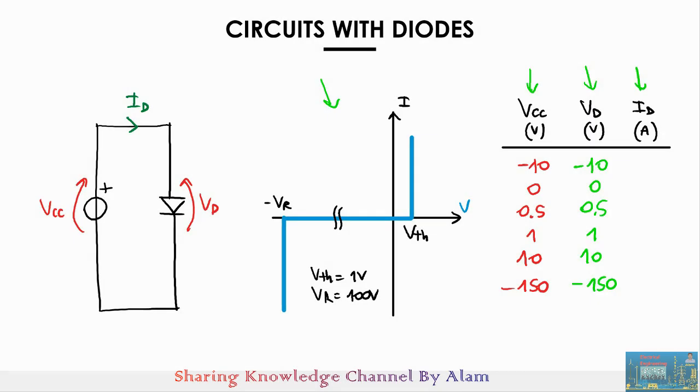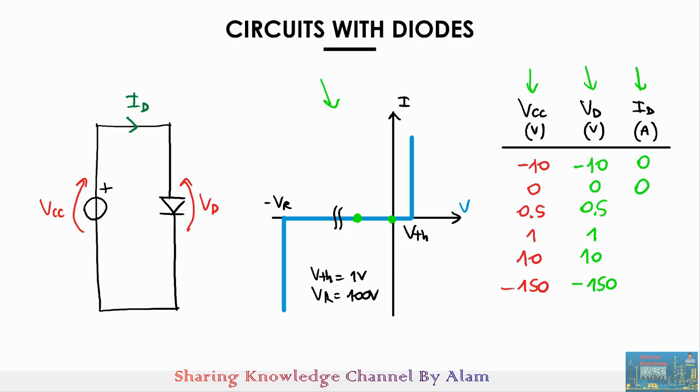Now let's go ahead and solve the circuit for the current in the diode. The first points are simple. For voltage equal to minus 10 volts on the diode, that means that on the IV curve will be somewhere here, and we can immediately see that the current is equal to zero. For a voltage equal to zero, we are here, the current is also zero.